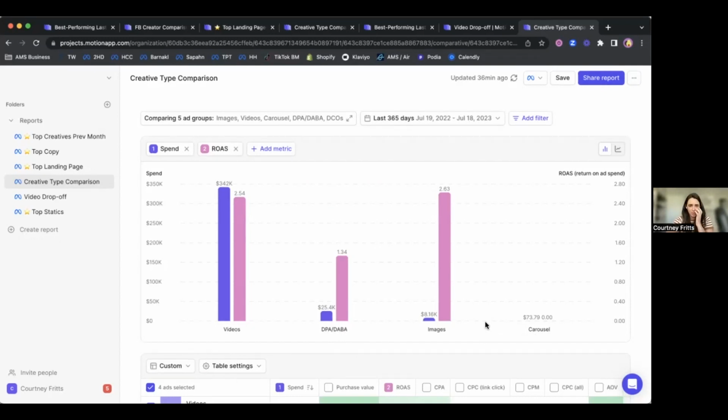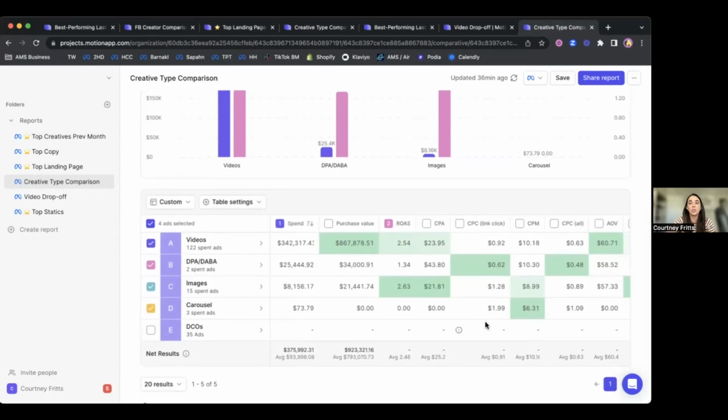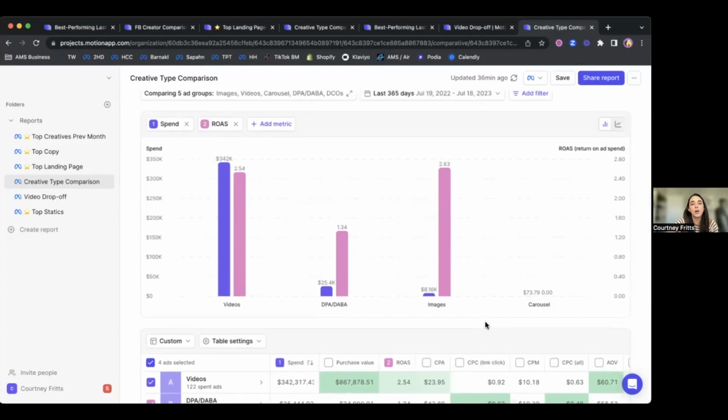So this one, I don't necessarily need to dive super far into the graph itself and the specific data, but it's really helpful to know that we spent over $300,000 just on videos, almost 350K, at a 2.5 ROAS. That's pretty good. That tells me that videos are important. That tells me this brand maybe needs an explanation from a video that can really explain the product, whereas some brands or products don't really need videos.